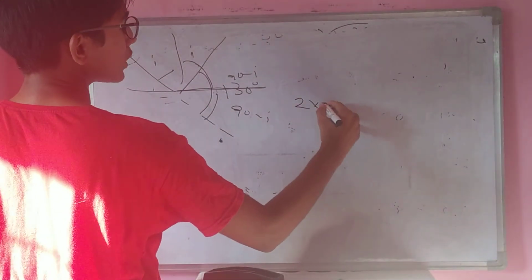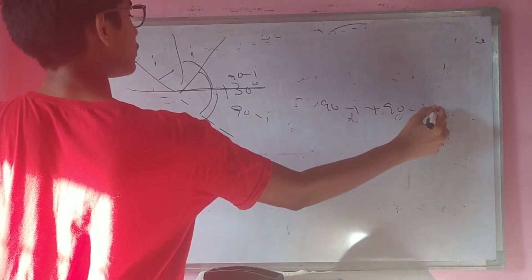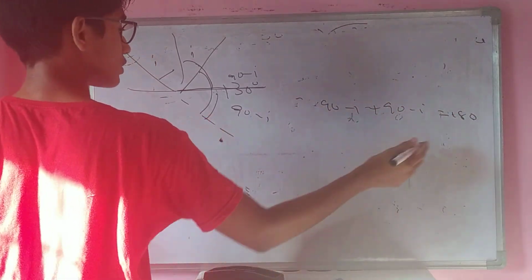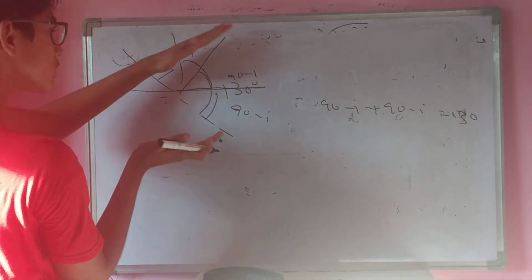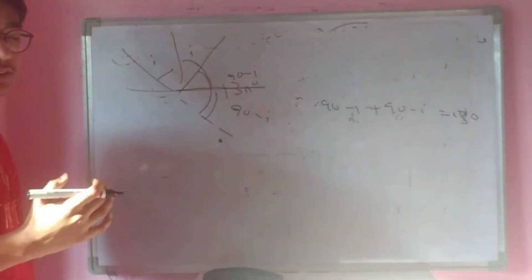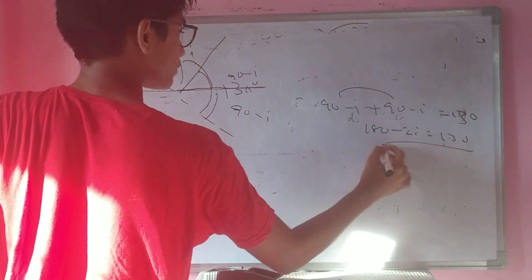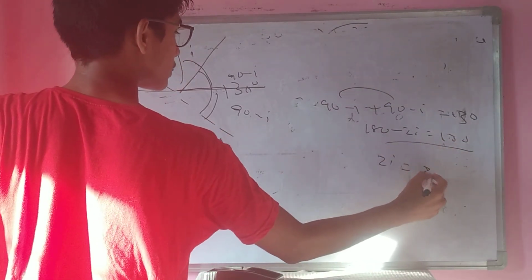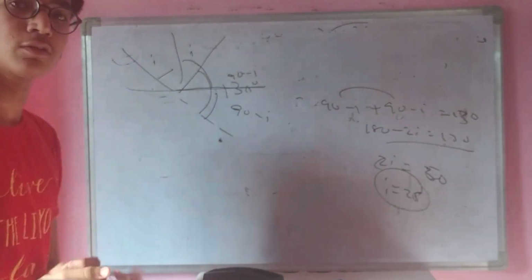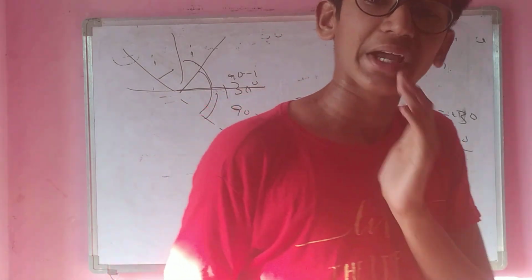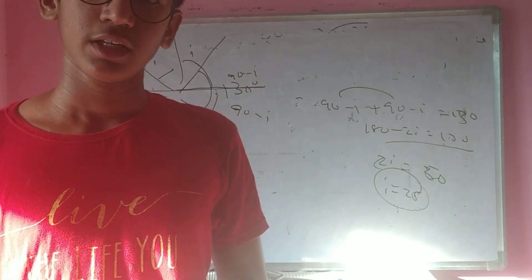So 90 minus i plus 90 minus i equals, sorry, 130. Yes, no? 90 minus i, this angle and this angle. I am summing these two to get 130 degrees. Now also it is the same: 180 minus 2i equals 130. 2i equals 180 minus 130, which is 50. i equals 25. We got the same answer. With the formula or without the formula, we are getting the same answer. Okay? We can do this by any method if you want.